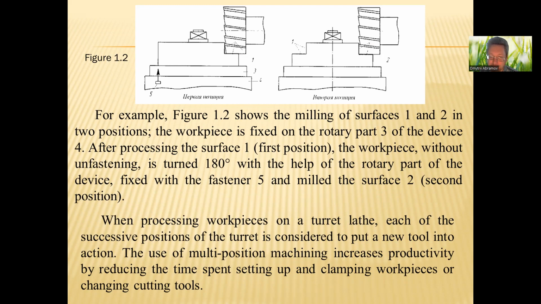When processing workpieces on a turret lathe, each of the successive positions of the turret is considered to put a new tool into action. The use of multi-position machining increases productivity by reducing the time spent setting up and clamping workpieces or changing cutting tools.